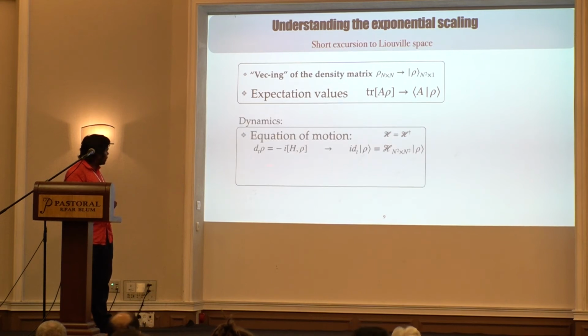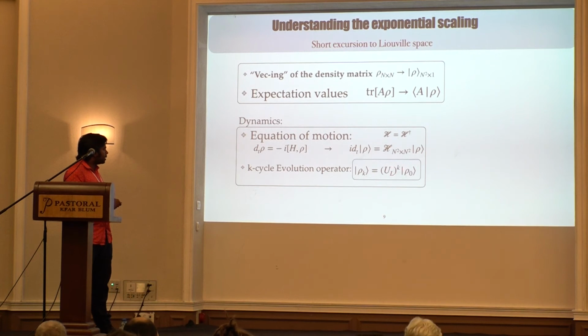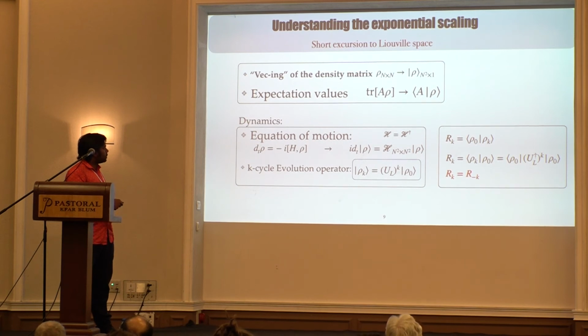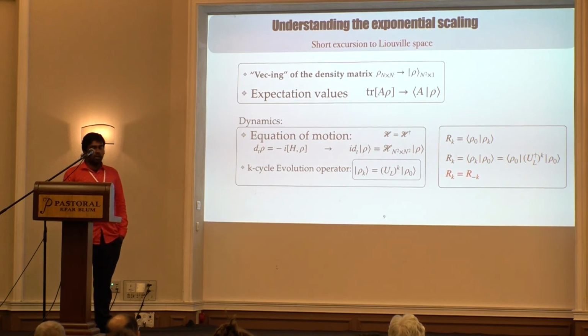This is the Liouville equation of motion, and it takes this form in the Liouville space, and H is Hermitian. If you have periodic driving with the same unitary, then after the kth evolution, one can write U to the power k applied to rho 0. And this is the R_k, the inner product between rho k and rho 0. One can show this U dagger is related to the inverse protocol. So, you see that R_k is equal to R_minus k. This is very important. Please remember this. I will use this in the next slide to prove the S_n condition.